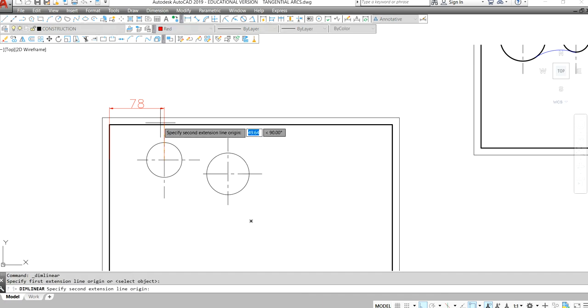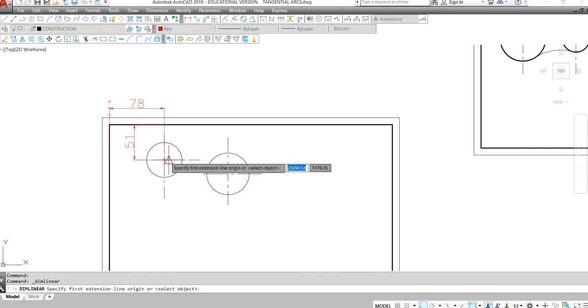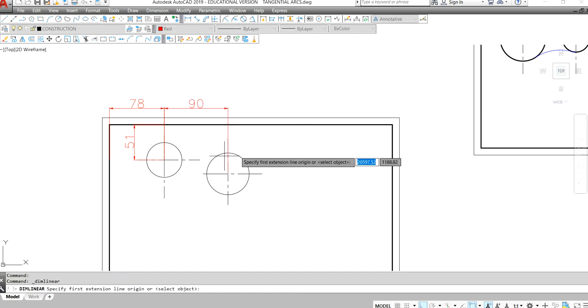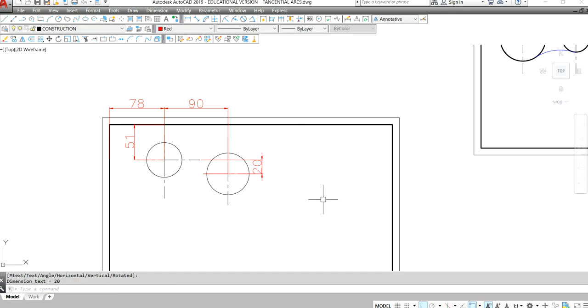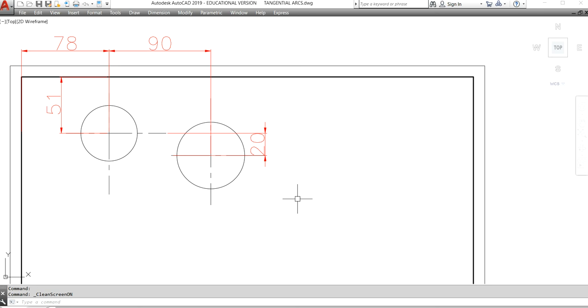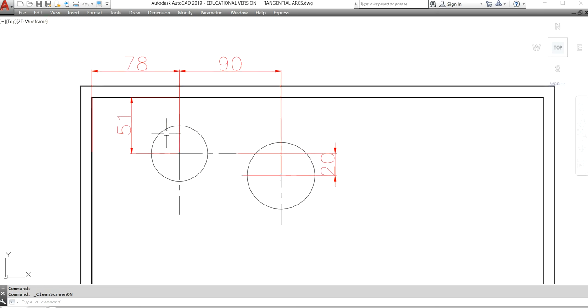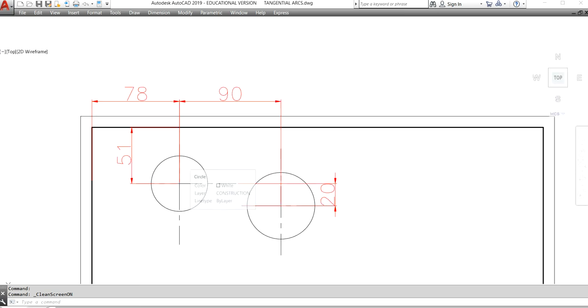78 or even 80 millimeter is good, and you go down 51 or 50 is good as well. Between one circle and the other circle, we have 90 millimeter, and the offset distance is 20 millimeter. So to start up with, we're gonna move 78, we draw a vertical center line. We go down 51, we draw a horizontal center line. Then we have a space of 90 between a circle and the other circle. We're gonna move 90. We're going down 20, and we have another center line.